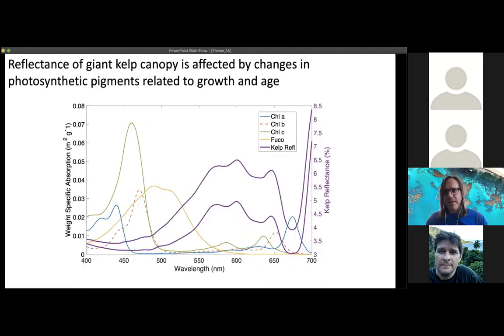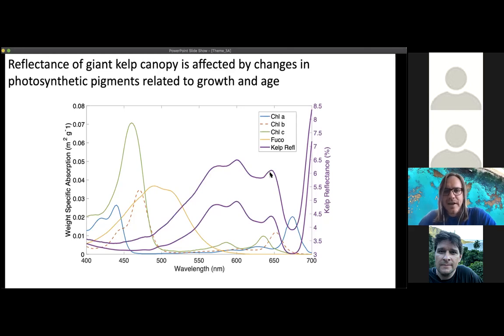And we know that kelp reflectance is affected by changes in many photosynthetic pigments related to growth and age. So I just wanted to show you this as an example. The two purple lines represent kelp blade reflectance measured in the lab at basically different physiological states. This purple line with the higher overall reflectance represents a lighter blade with less chlorophyll. And you can see the wiggles and curves in these kelp reflectance spectra.